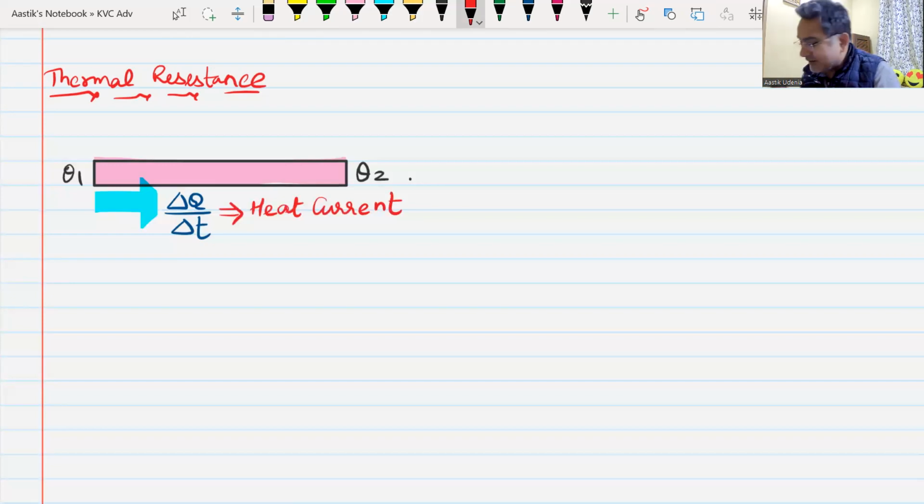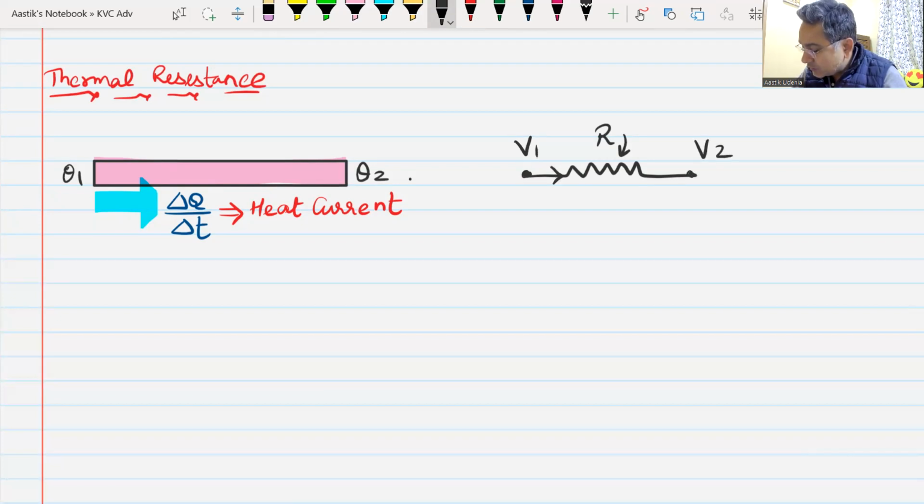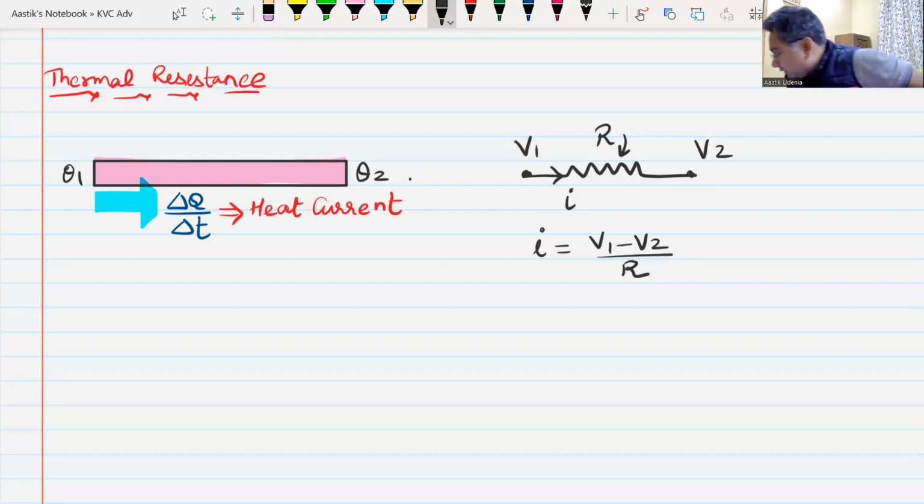Why is it known as heat current? Now, if I just take you back to this analogy, do you know what this is? Resistor. This is an electrical resistance whose resistance is R. Now, if I have this point at voltage V1 and this point at voltage V2, because of the difference in voltage, V1 greater than V2, electric current flows from point 1 to point 2. Yes or no? Yes. The electric current that flows can be written as V1 minus V2 by R. This current flows because of difference in potential.